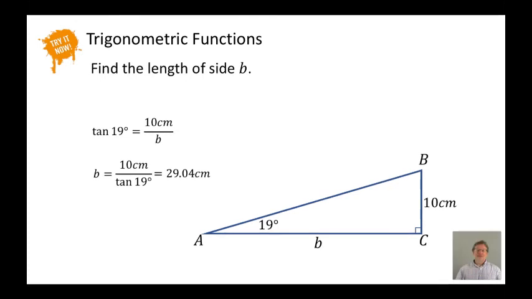Welcome back. Well, as you might have guessed from our previous slides here, we are making use once again of the tangent function here. Tangent of 19 degrees is equal to 10 centimeters divided by b. In this case, we want to get b out of the denominator there, so we multiply both sides by b and then divide both sides by the tangent of 19 degrees so that b can be by itself. The result there is 29.04 centimeters for the side b.